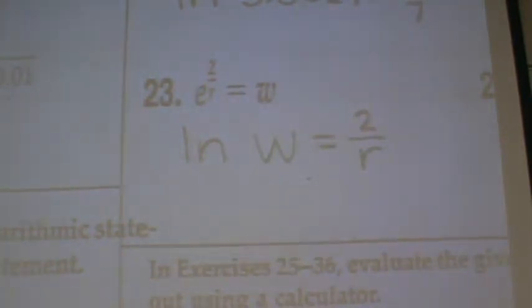Can you do it quick? ln t equals k. Remember, a log is an exponent. The exponent is k. Number 23: ln w equals, I think that says 2 over r. They just gave you some random things. And the last one, I think that's an m. ln m equals 4w.